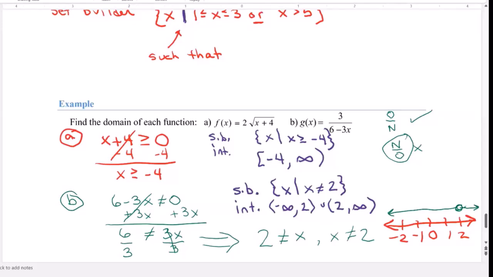So both of these are the domains of those two functions. And that concludes our first lecture from MAC 2233, section 1.1, and more to come.